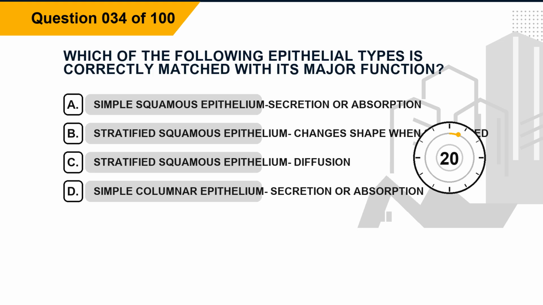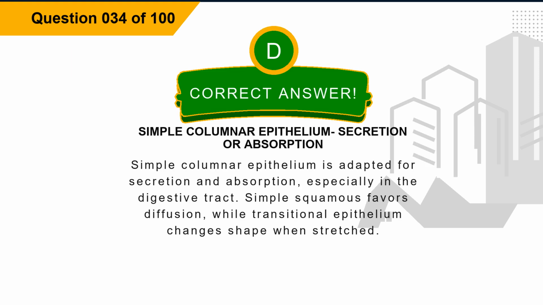Question 34. Which of the following epithelial types is correctly matched with its major function? Option A. Simple squamous epithelium, secretion or absorption. Option B. Stratified squamous epithelium, changes shape when stretched. Option C. Stratified squamous epithelium, diffusion. Option D. Simple columnar epithelium, secretion or absorption. The correct answer is option D. Simple columnar epithelium, secretion or absorption. Explanation. Simple columnar epithelium is adapted for secretion and absorption, especially in the digestive tract. Simple squamous favors diffusion, while transitional epithelium changes shape when stretched.